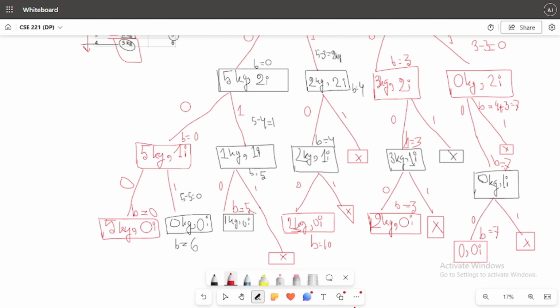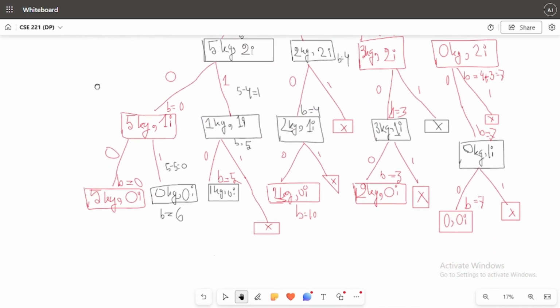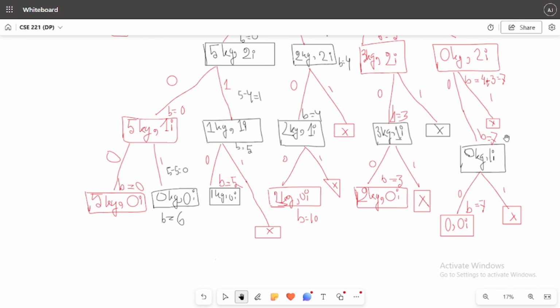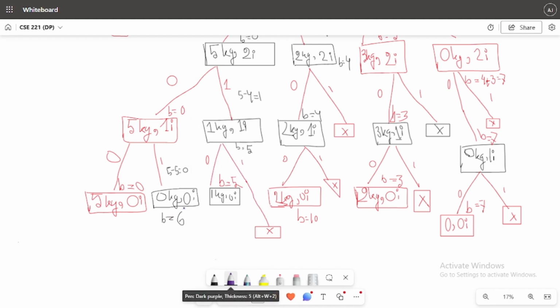Okay, now what is our next step? We have drawn the tree successfully, right? Our next step is to find a common child. Okay, let's find. So we have to find a common child. 0 comma 0, where else is 0 comma 0? Here we got a common child, right?